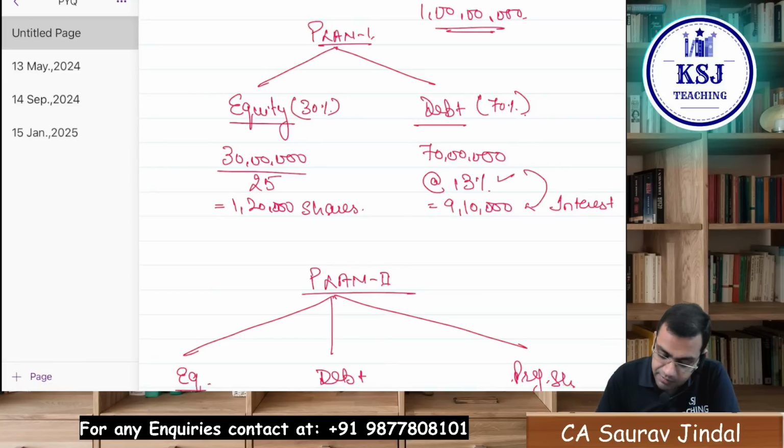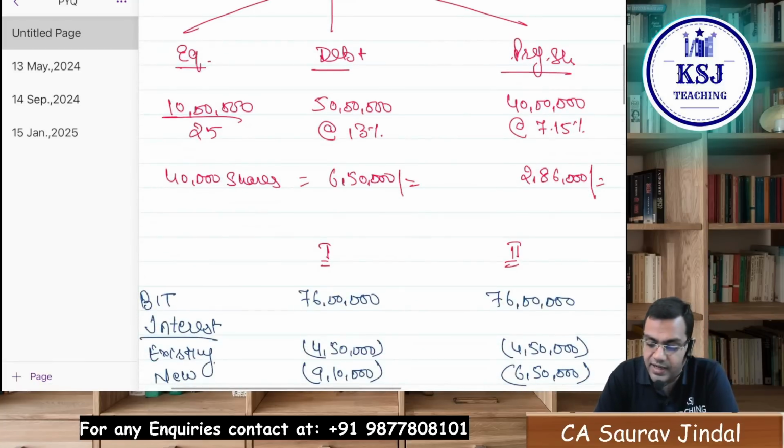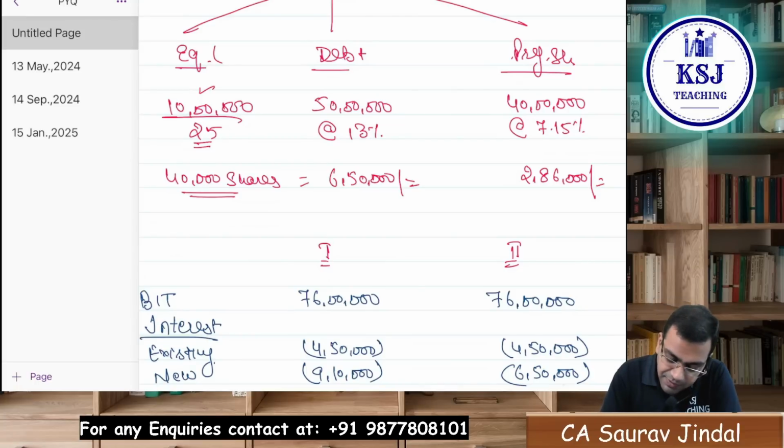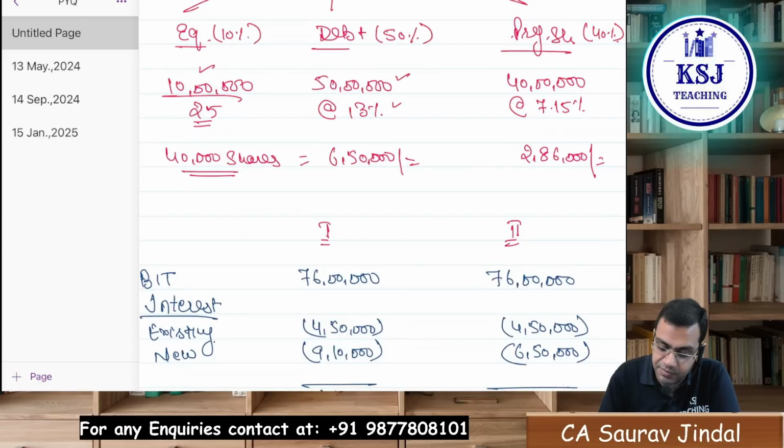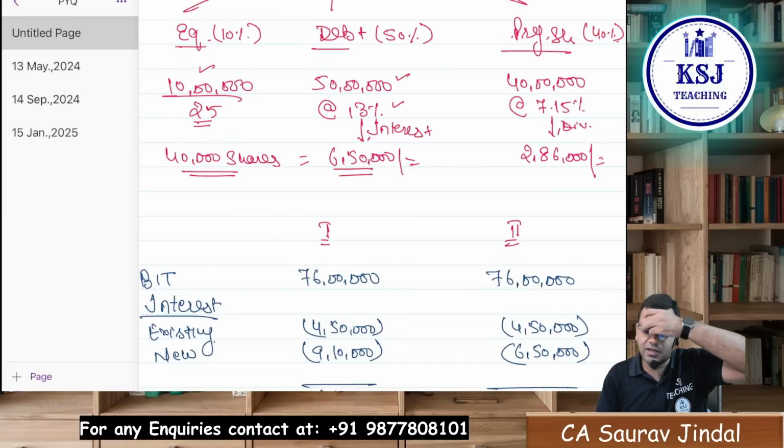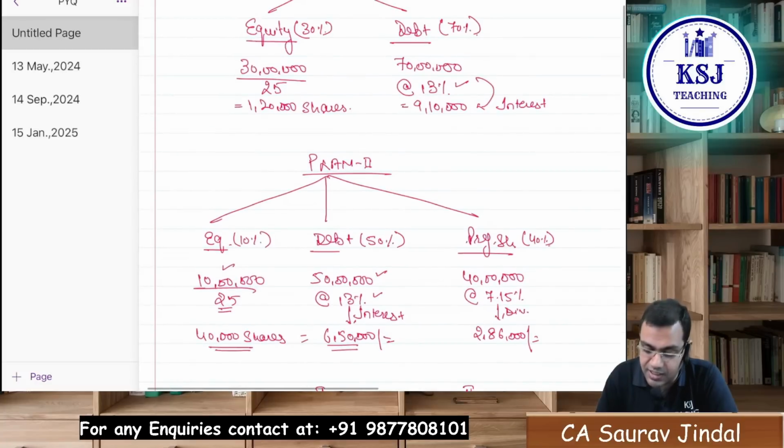Under Plan 2, equity, debt and preference share capital: 10 lakh of equity divided by 25 gives 40,000 shares. 10% is equity, 50% is debt, and 40% is preference share capital. So debt is 50 lakhs at 13% rate of interest, so interest will be 6,50,000. Preference dividend is on 40 lakh at 7.15%, so the dividend amount will be 2,86,000. This is the Plan 1 and Plan 2 summary that I have created.